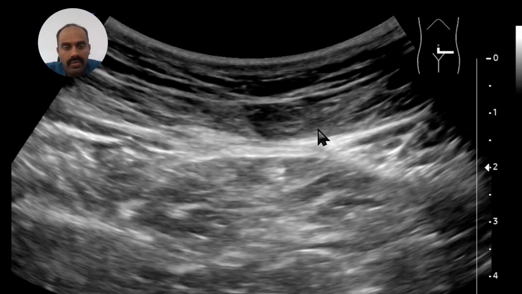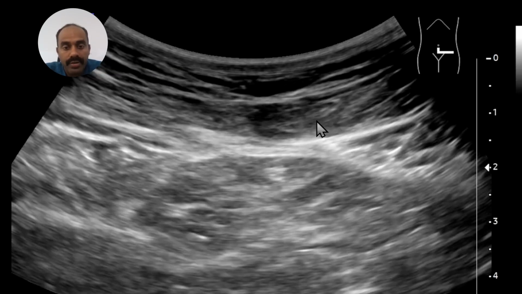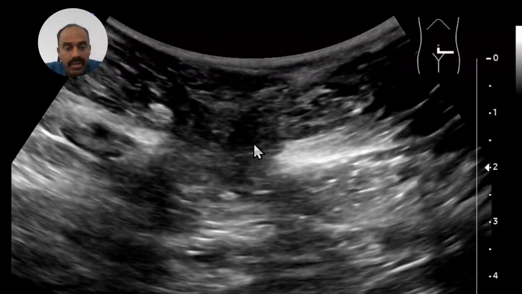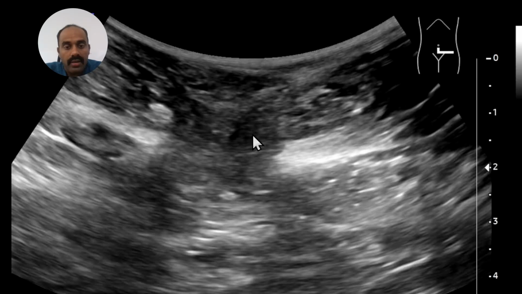But in the case of an umbilical hernia or a ventral abdominal hernia, there will be a clearly demonstrable breach in the linea alba, as you can see here, where there's interruption of the hyperechoic line.